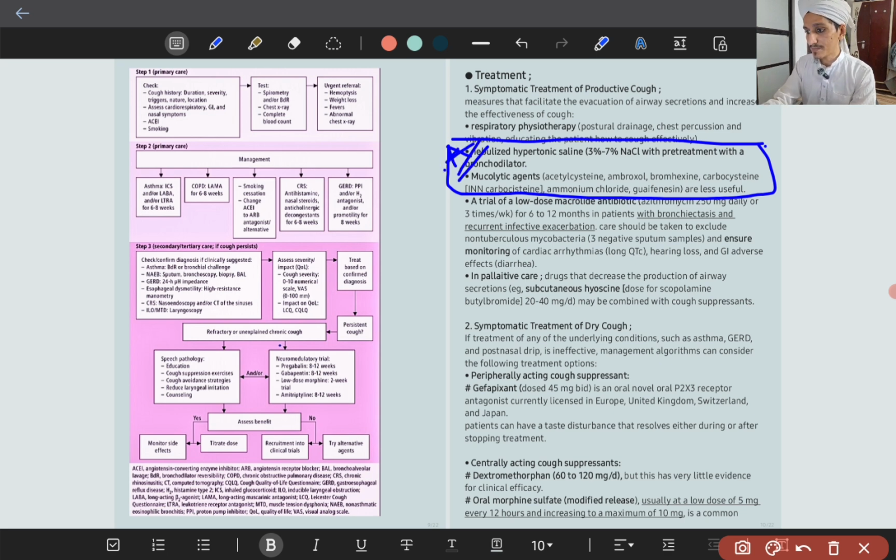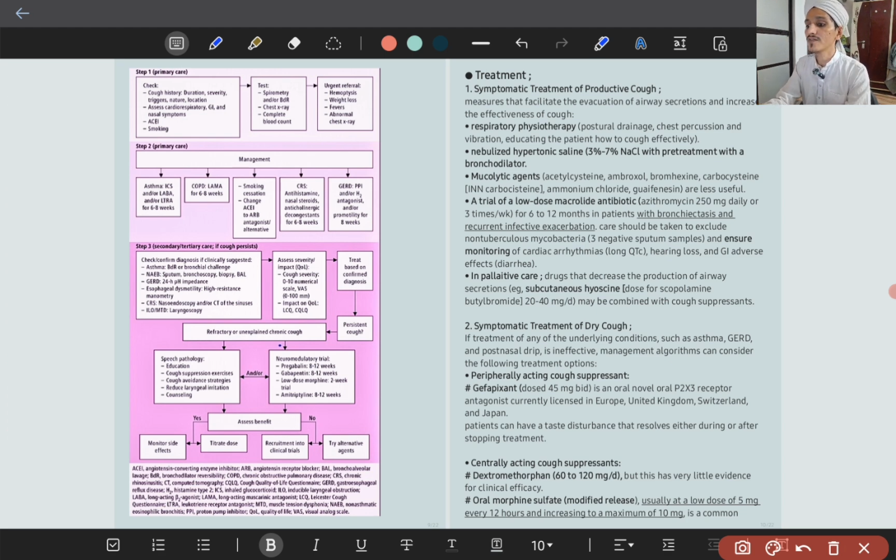Then in palliative care you decrease the secretion because secretions are more. So subcutaneous hyoscine or scopolamine is given. And then symptomatic treatment of dry cough. There are two types of drugs: one acts on the peripheral nerves, one acts on the central cough center.